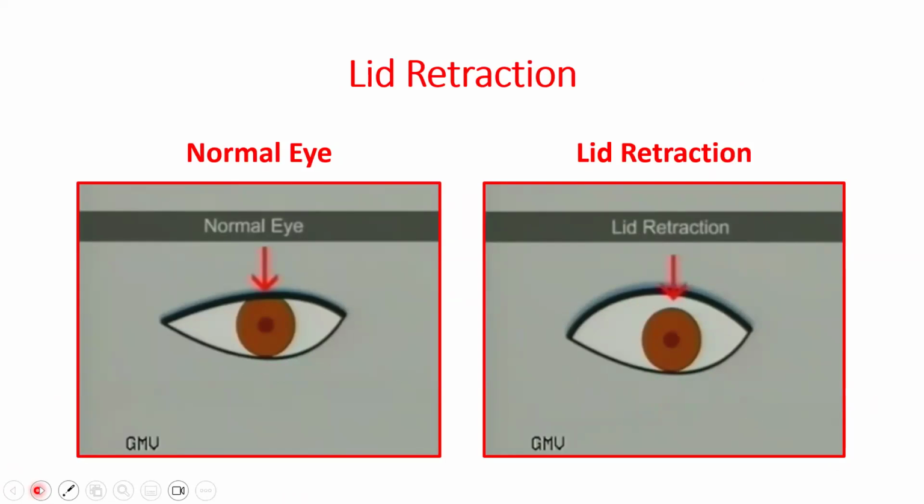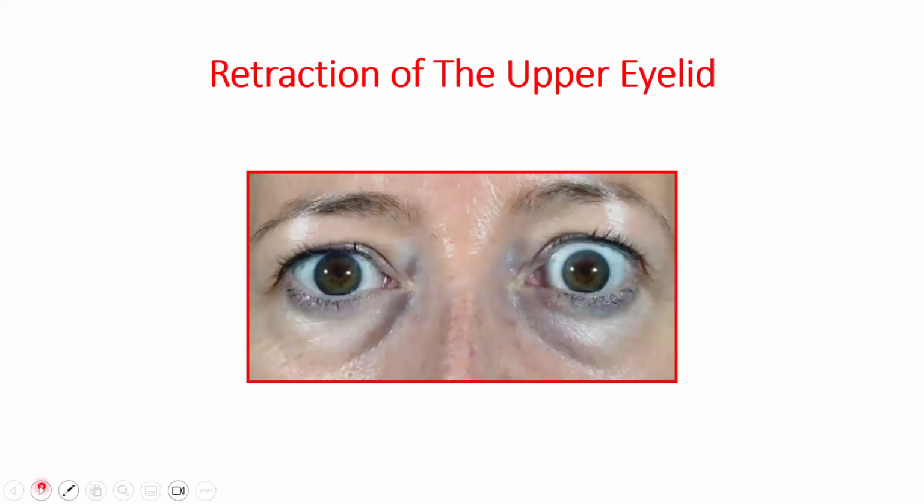We have known that there is a sign called lid retraction. What is lid retraction? Here, you see, there is spasm of the Müller's muscle or the levator palpebrae superioris, causing tension on the upper eyelid, retracting it, such that there is a rim of sclera above the upper limbus of the cornea between it and the upper eyelid. So this is lid retraction, right?